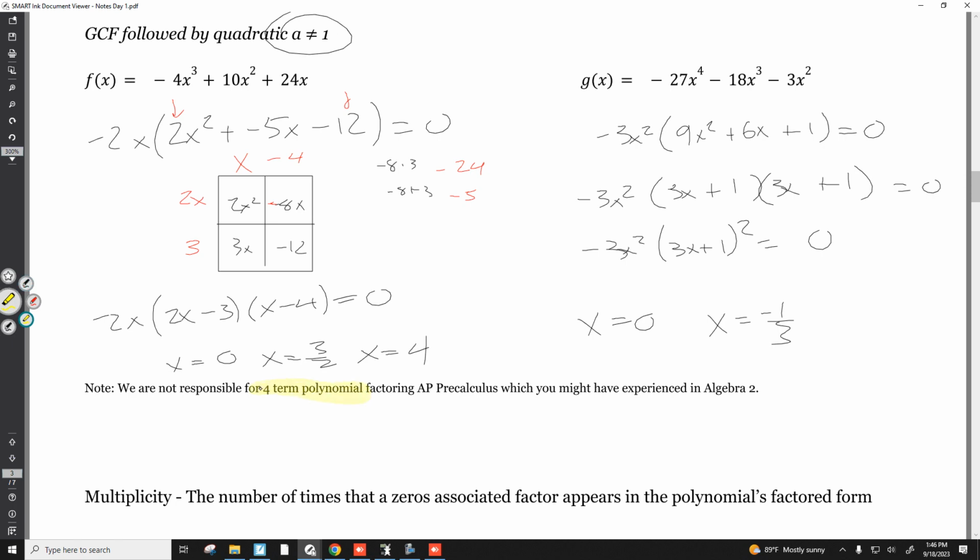You remember in Algebra 2, we had these 4 terms, and you'd group, and you would factor, and then you'd probably have to factor some more. We don't have to do it.